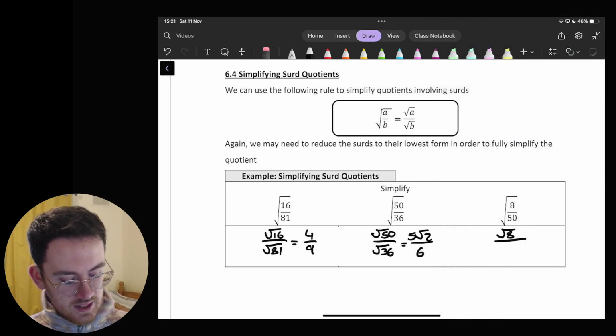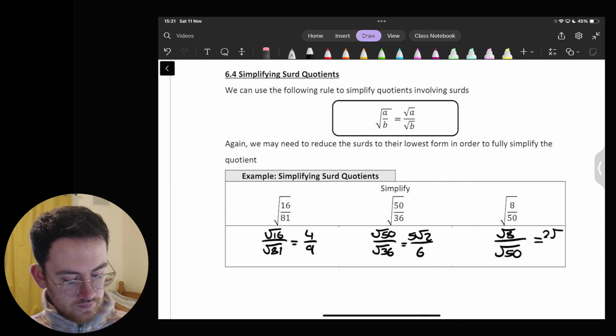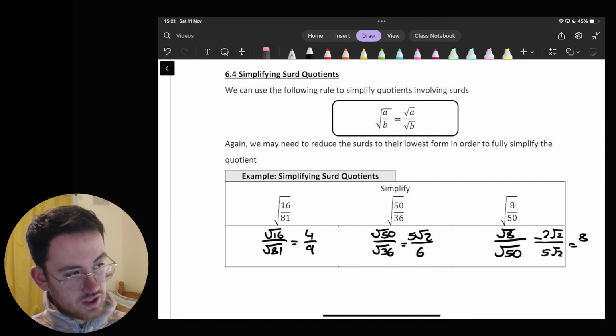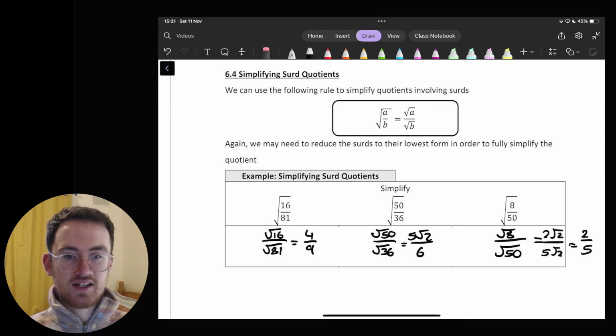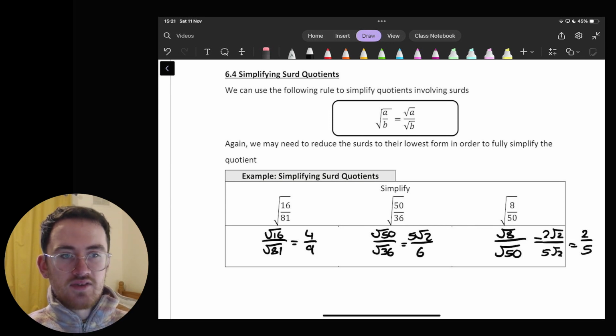Lastly, root 8 over root 50. Well, we know what root 50 is. Square root of 8 we might know as well, 2 root 2 over 5 root 2, which of course just reduces down to 2 over 5 by dividing the root 2 into the top and the bottom there. So same idea again, and really it's just important that you're aware of all these rules, and a lot of these rules shouldn't be new to you.